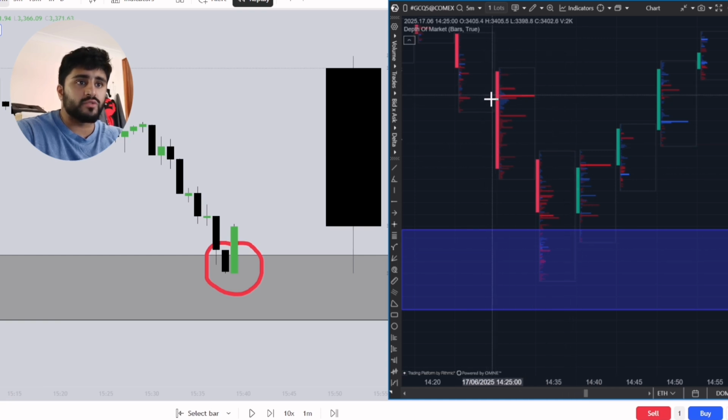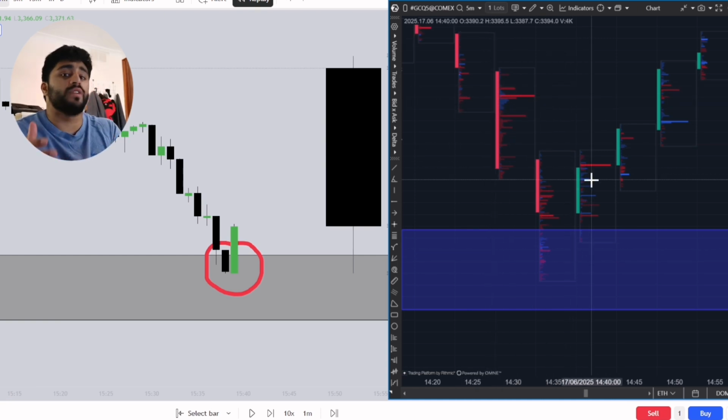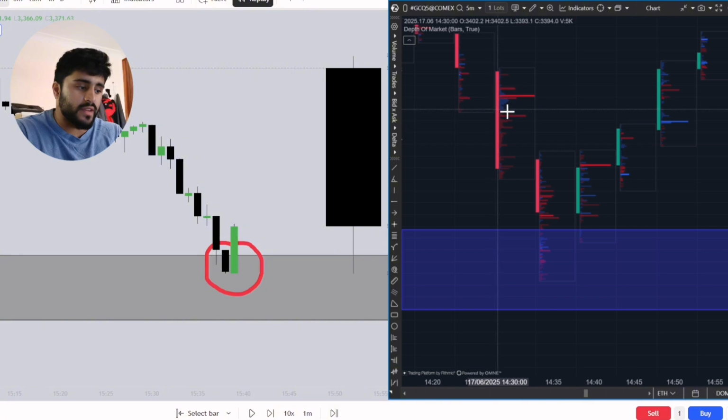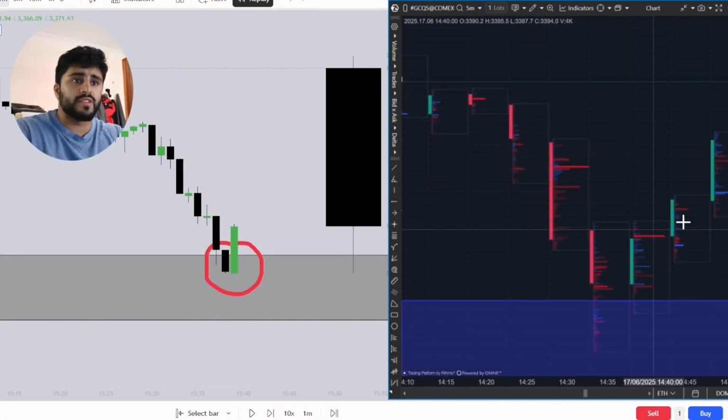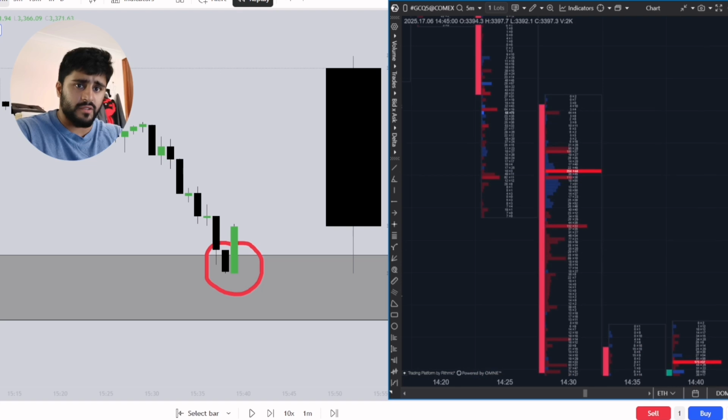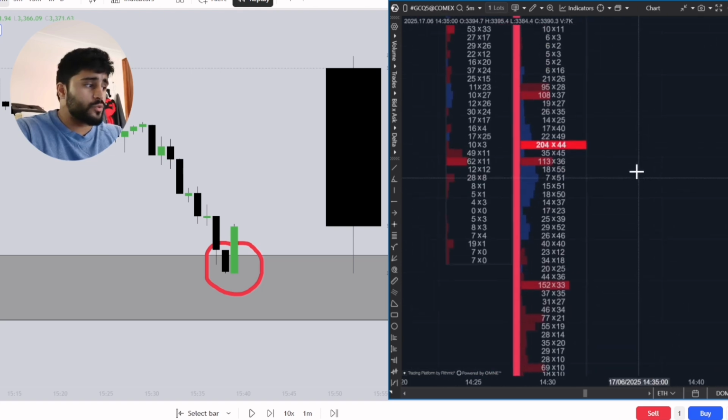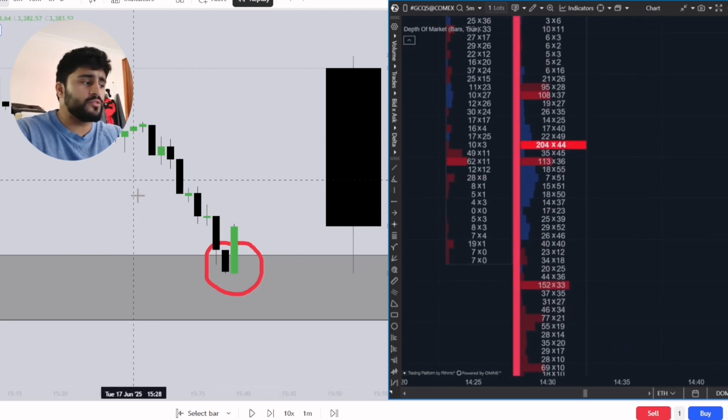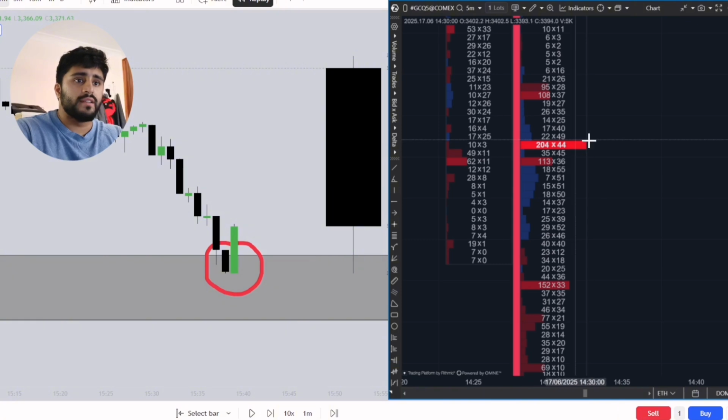So what we see over here is we saw a huge seller, even without reading the numbers. We saw a huge seller over here, and we saw some huge selling over here, and also some huge selling over here. So if we just read some of these numbers, we saw 204 for 44. So that was around this price action over here, right? These aggressive sellers respond to the price action over here.